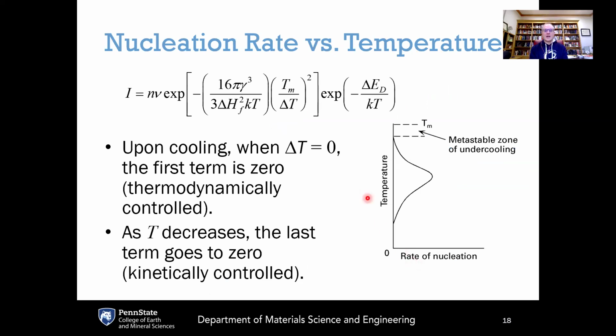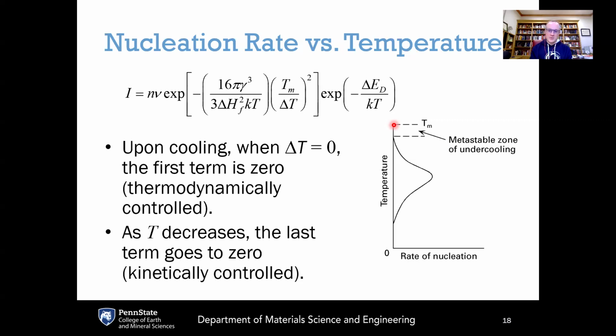Now, if we were to plot this, we would get a curve that looks like on the right. So if this is the temperature here on the y-axis and the rate of nucleation on the x-axis, if we are further to the right, that is a higher nucleation rate. That means that we would be growing these crystal nuclei at a faster rate. If we are at the melting temperature, the nucleation rate must be equal to 0 because there's no thermodynamic driving force for nucleation to occur.